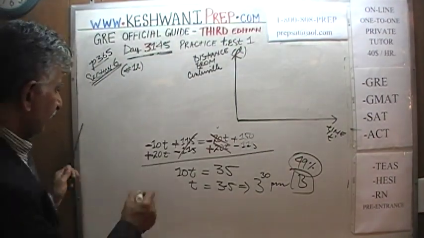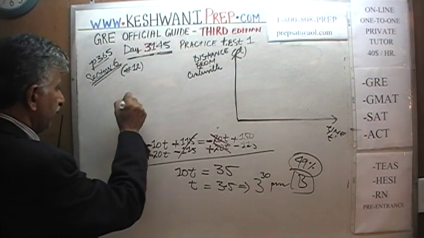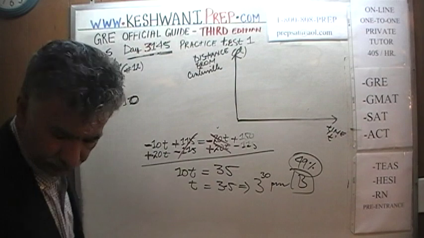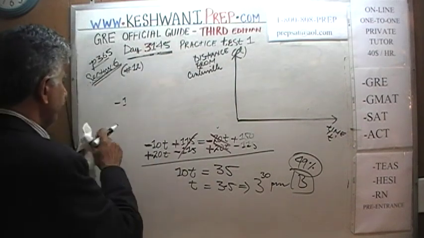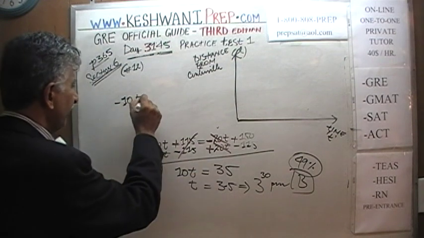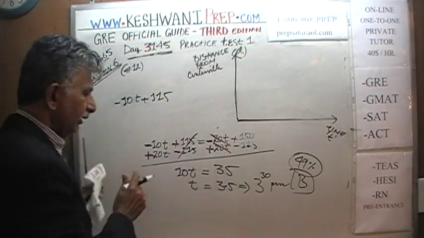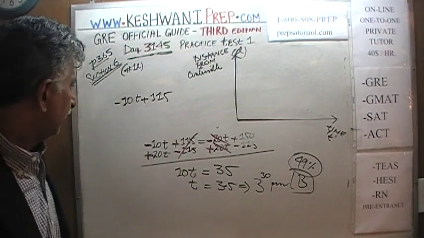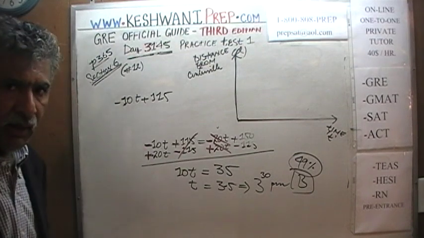The first expression was this one, negative 10t plus 115. You understand this is not necessary for the question. We already finished with it. Which one was it? Was it the freight train or the passenger train? It must have been the freight train. How can we tell?